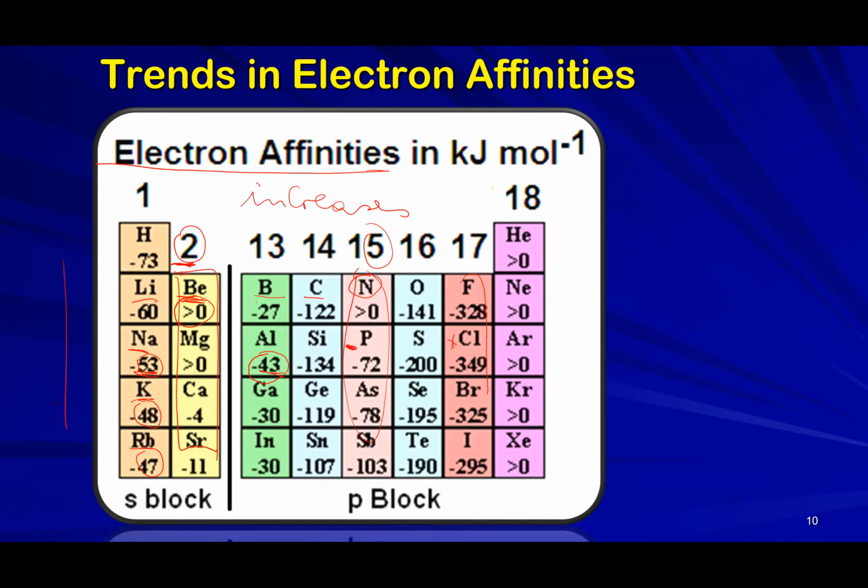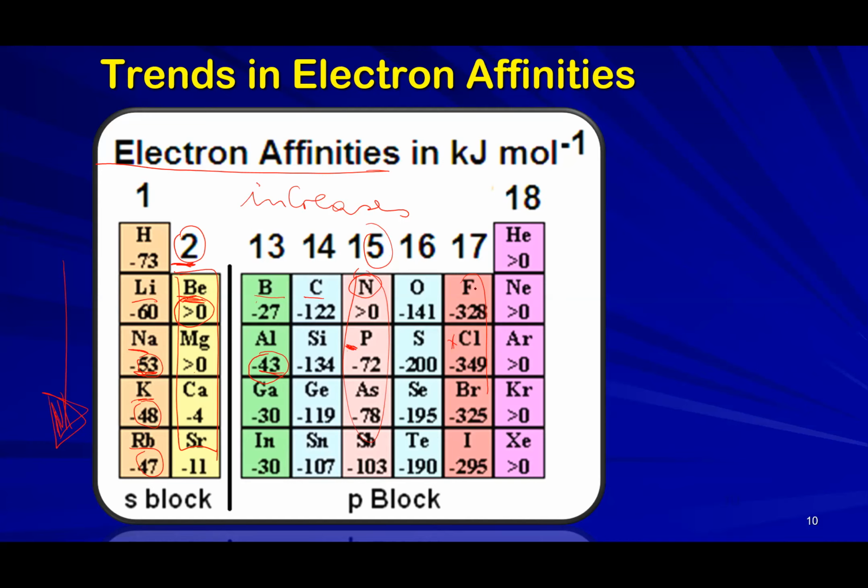But moving down the group, generally, electron affinity decreases. Why? It decreases because we have atoms which are becoming larger. So to attract the extra electron will not be very easy. The attraction is weak, and being weak, less energy will be produced.